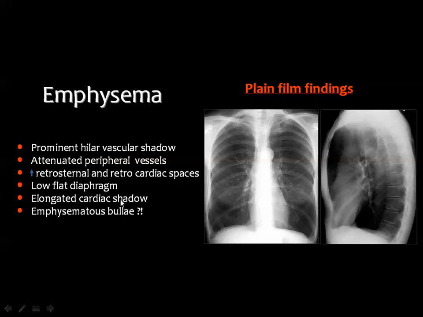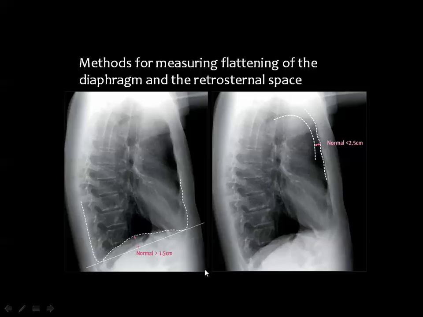And sometimes in the plain film, you may be able to see emphysematous bullae. And this is the way you can measure the retrosternal space, which is the distance from the back of the sternum to the anterior border of the ascending aorta.